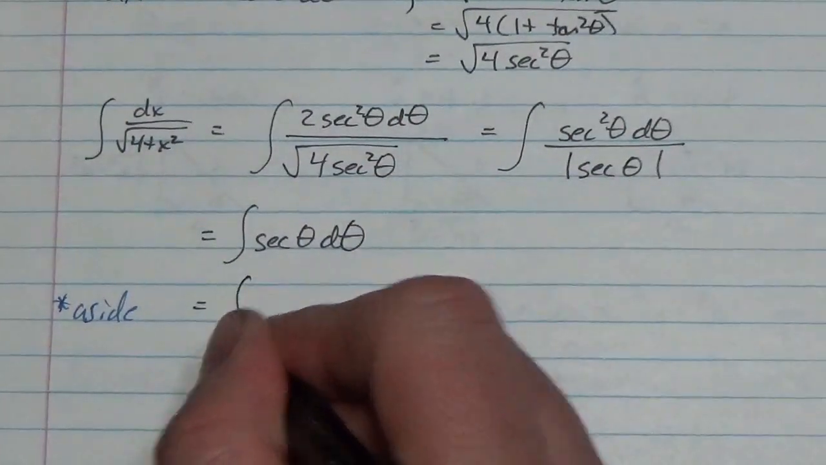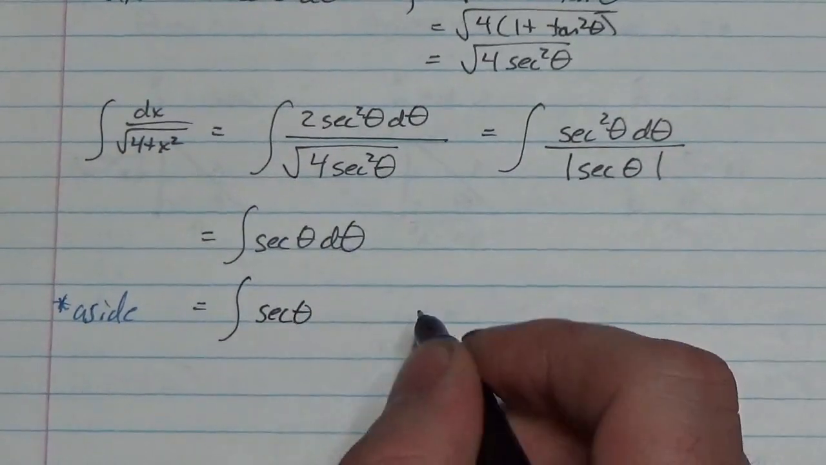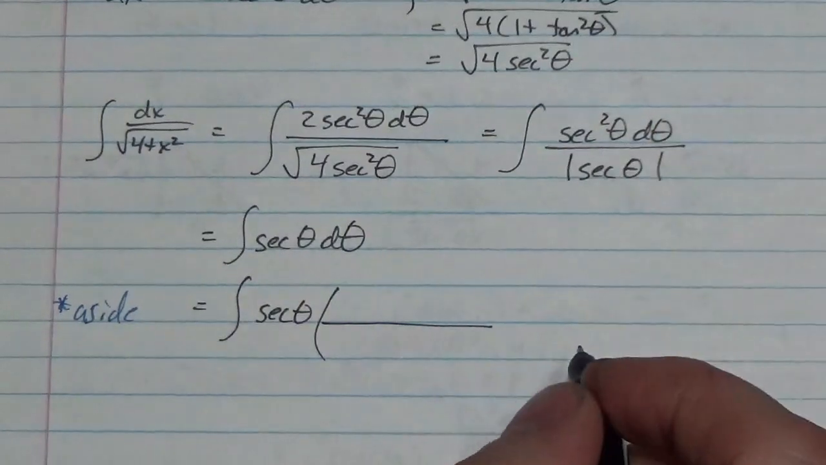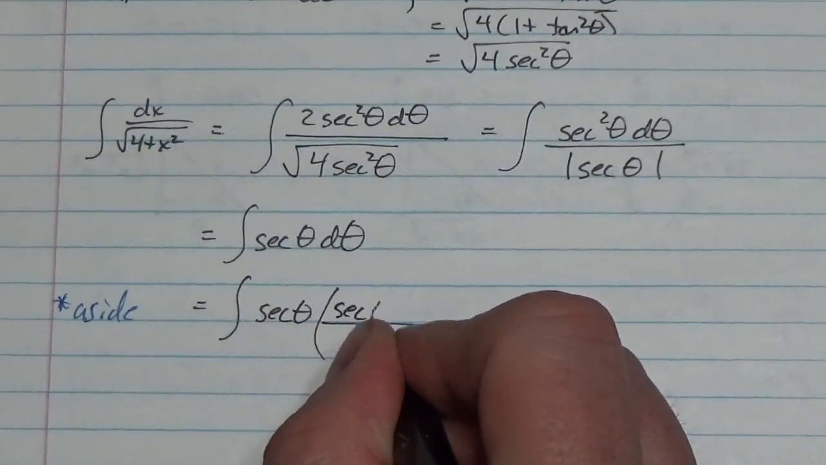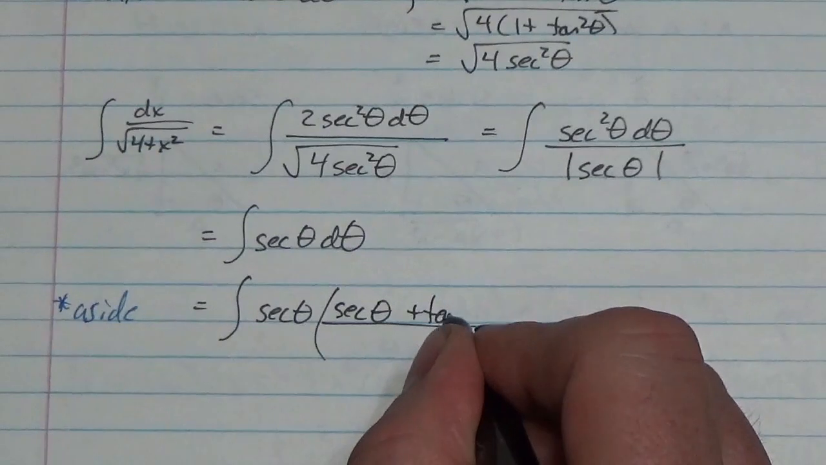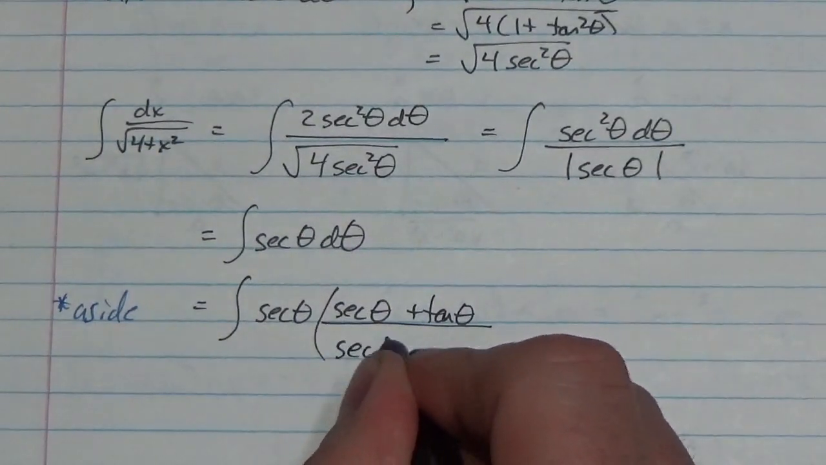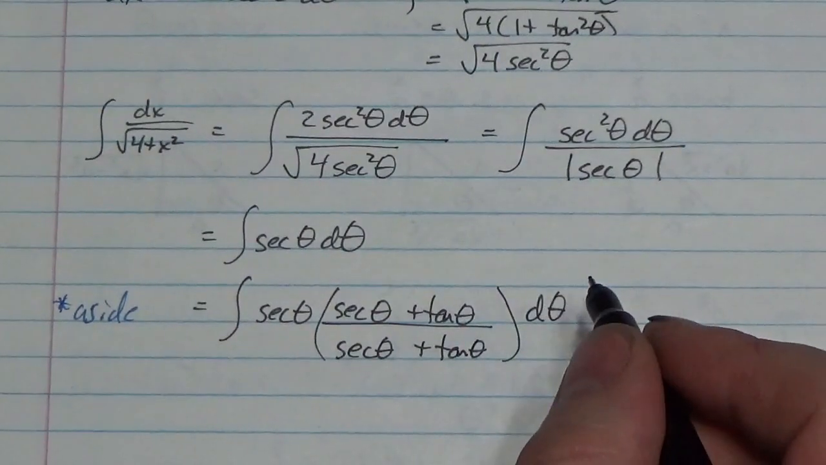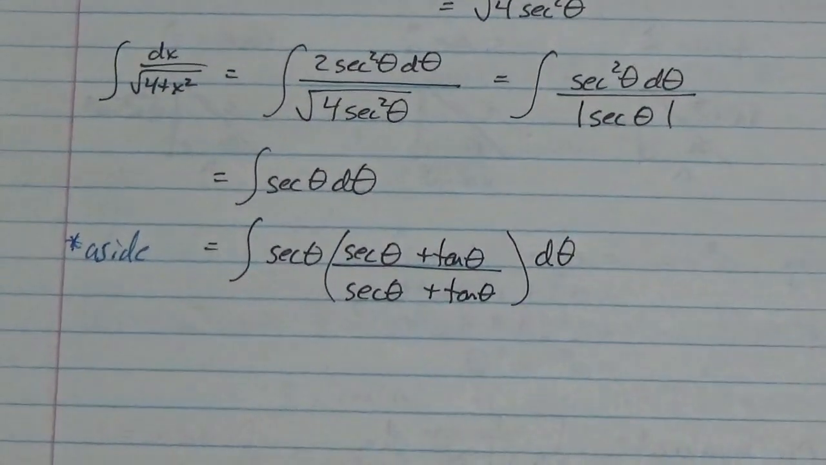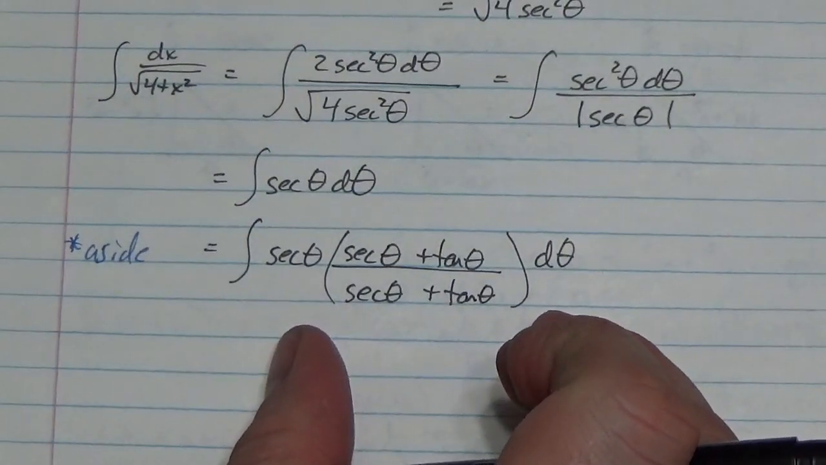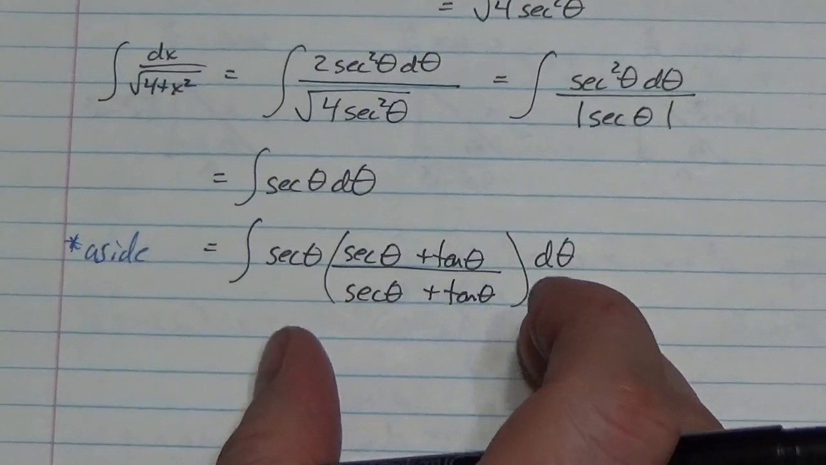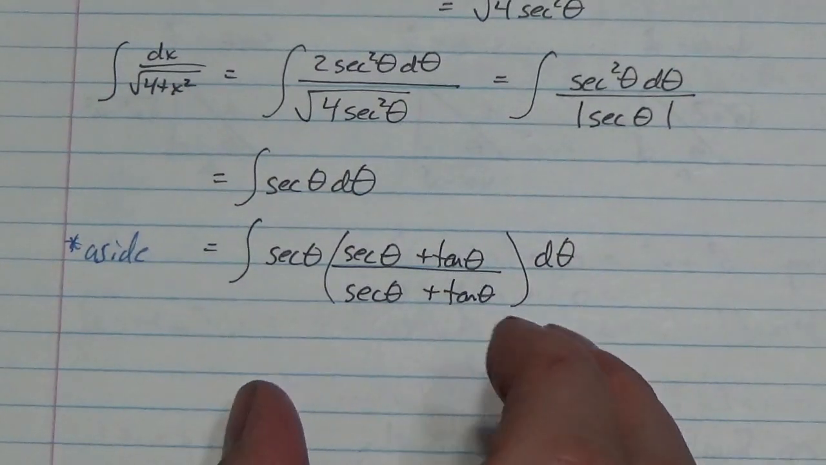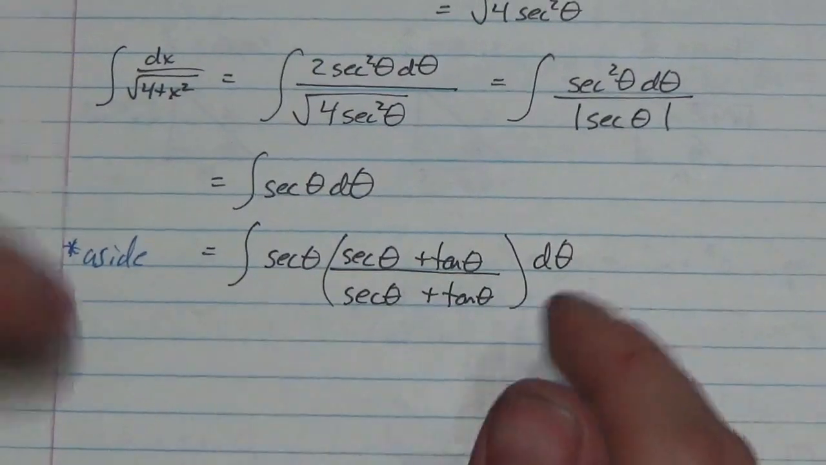So what I'm going to do is I've got this secant theta here. I'm going to multiply it by 1. But I'm going to multiply it by a very special looking one: secant theta plus tangent of theta over the secant of theta plus the tangent of theta, d theta. Now, I'll be honest, this isn't my idea. This would very likely not have occurred to me, not for a very long time. But I can appreciate the genius of it when I see it. That's really, really clever here.